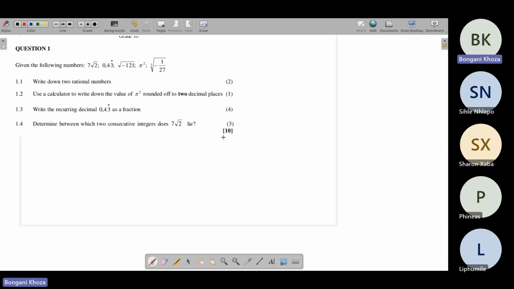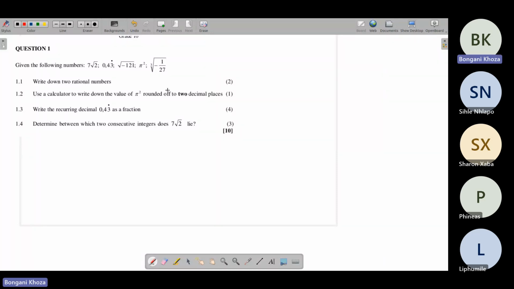All right, so you're given these following numbers: 7 root 2, 0.4 recurring, the square root of negative 121, pi squared, the cube root of negative 1 over 27. From this, you're supposed to write down two rational numbers.